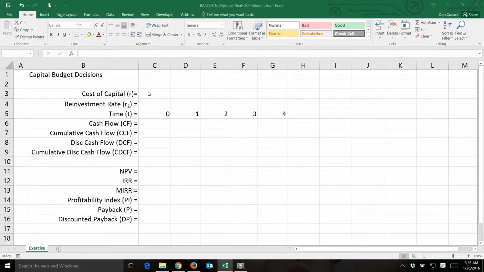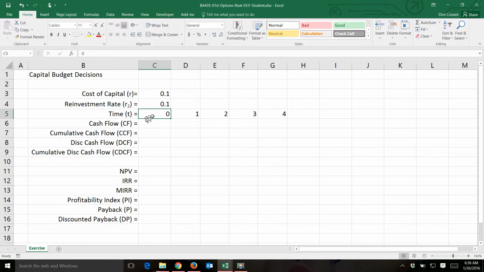All right, to begin the exercise, we have a few things that we are given. We're given the cost of capital. We'll just put that at 10% annually, and the annual reinvestment rate, which we will use later, also 10%. We're going to set up a 4-year model.